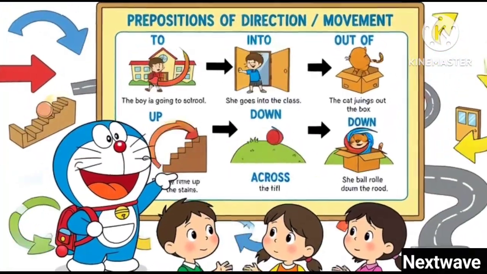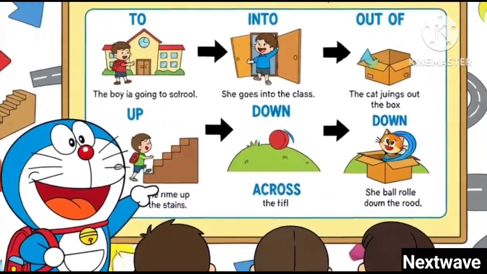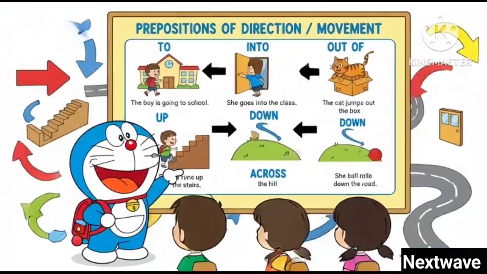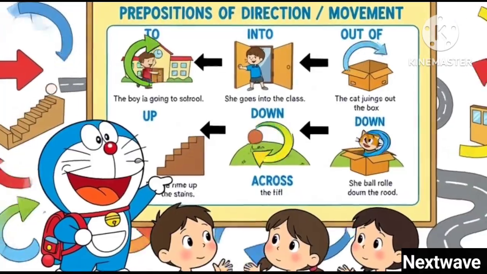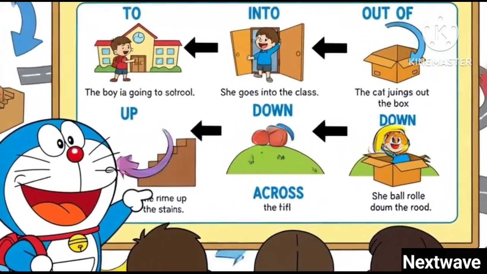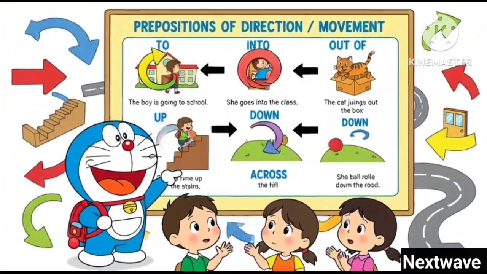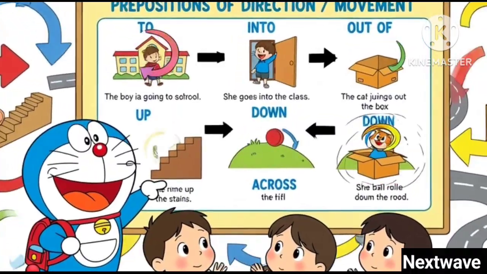The boy climbs up the stairs. Up, it's the preposition. The ball rolls across the hill. Across, it's a preposition. The ball rolls down the road. Down, it's the preposition.